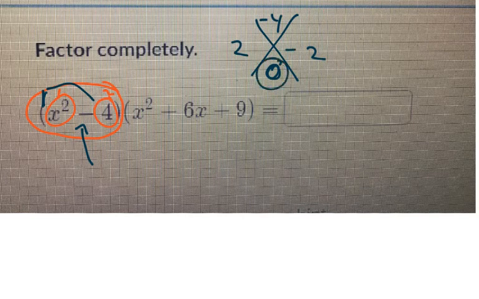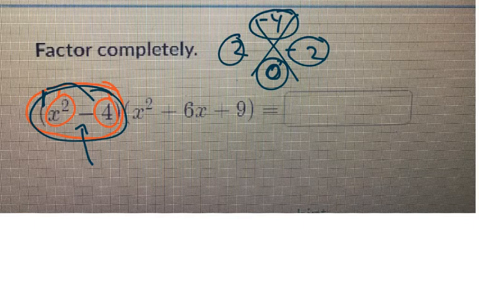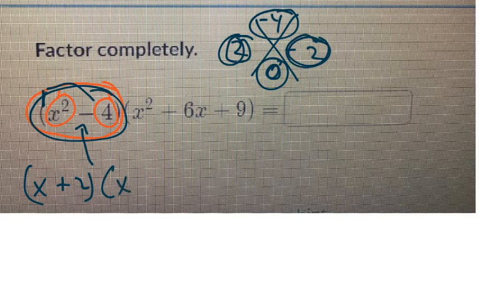2 minus 2 is 0. And 2 times minus 2 is negative 4. So this first parentheses becomes x. The 2 means plus 2. The minus 2 means x minus 2. That's how you factor a difference of two squares.